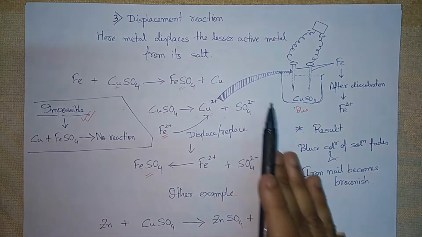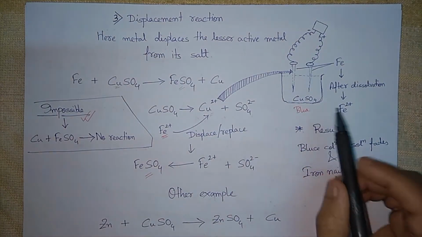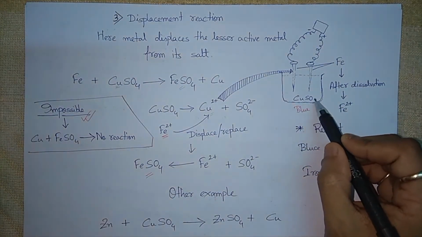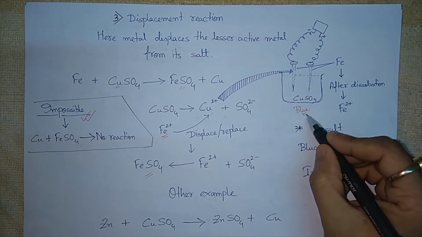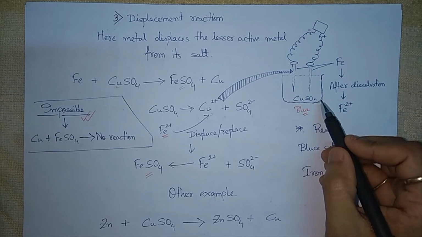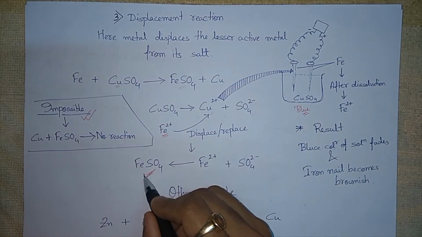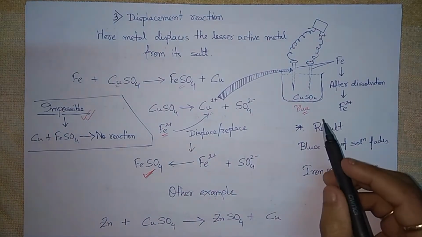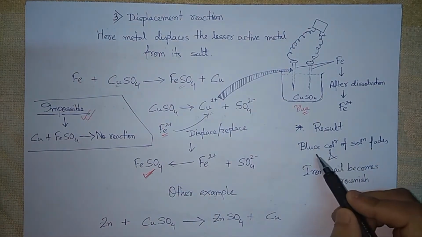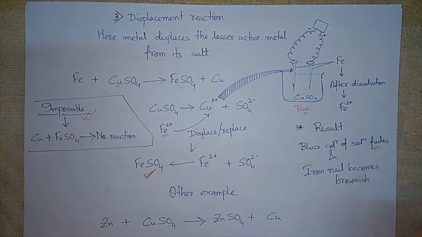After the reaction, what is the result? We all know that the copper sulfate solution color is blue. So after the reaction, there is no more copper sulfate. Here is the formation of a new solution, that is FeSO4. So the copper sulfate solution's blue color fades because there is no copper sulfate solution. That's why the blue color of the solution fades.